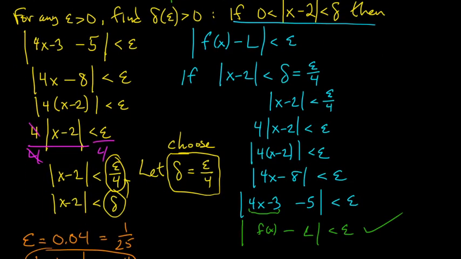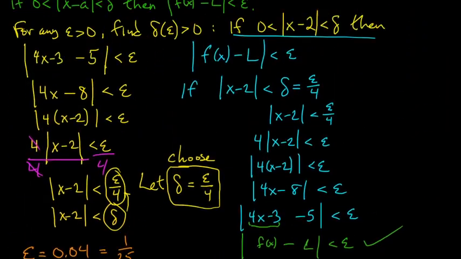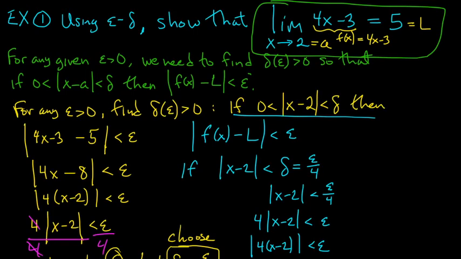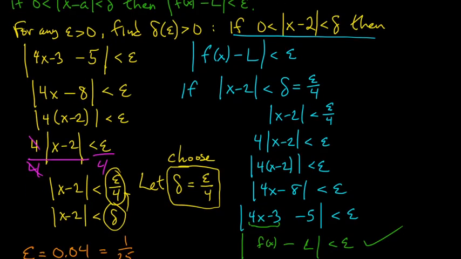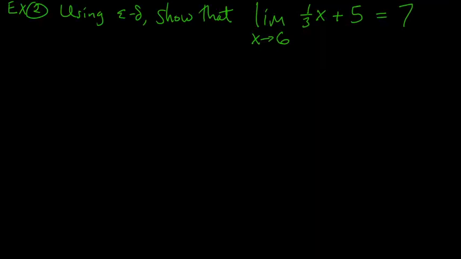And as I said, I admit this is going to be kind of confusing at first, so don't worry if you still don't have all the details down or couldn't quite figure out all of the calculations here. So I'm going to let you try one more example. Using the epsilon delta definition, you want to show that the limit as x approaches 6 of the function 1/3 x plus 5 equals 7. Okay, so try that.